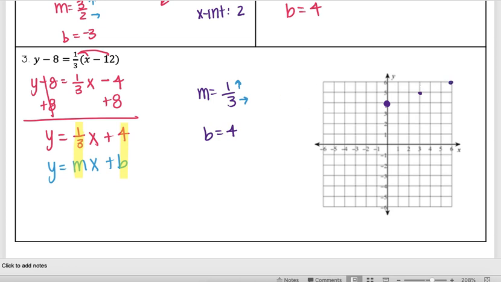And then I see here that didn't really take up much of my graph, so now I want to go the opposite direction as well. So now I want to go down 1 and to the left 3. So starting at my b, go down 1 to the left 3. Down 1 to the left 3. And then draw a line through my points.